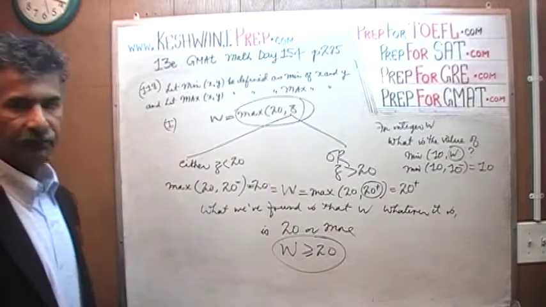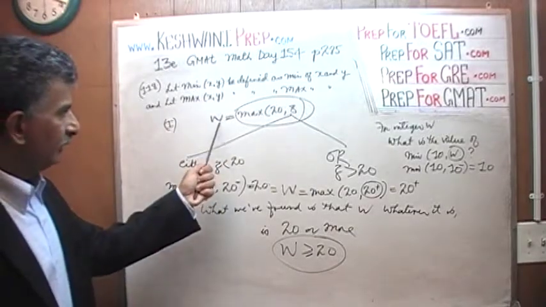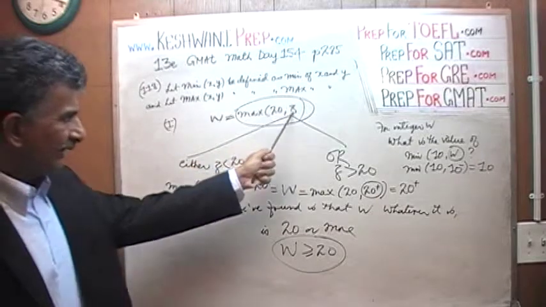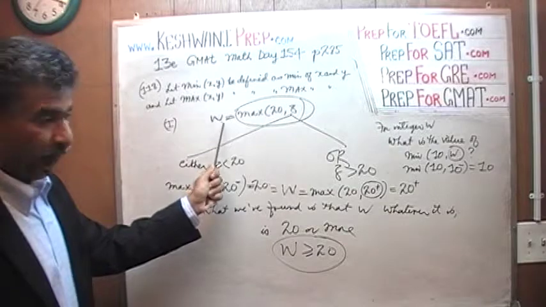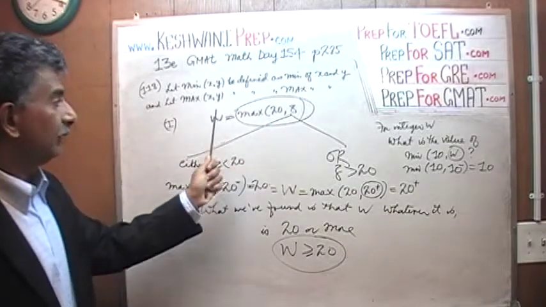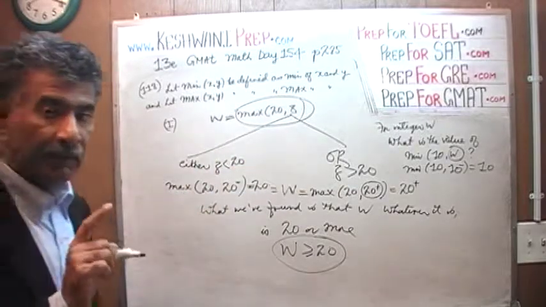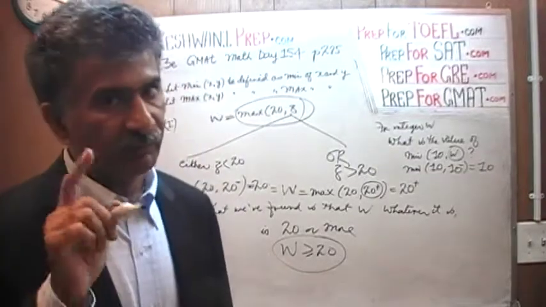That's what the first statement tells us. The first statement tells us that w is either 20, in which case if z happens to be 20, then w equals exactly 20, or if z happens to be more than 20, then w is something more than 20. But the minimum value that w can have is 20. That's what the first statement tells us.